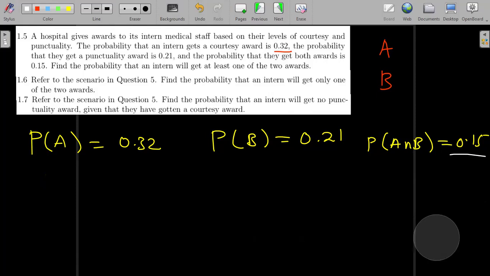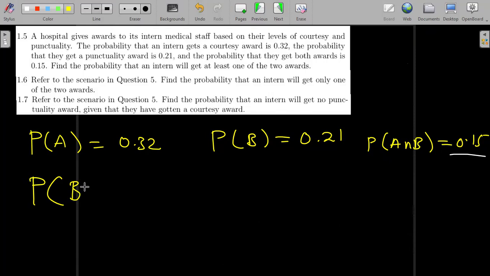So now let's look at part 7. They're saying, refer to the scenario in question 5. Find the probability that an intern will get no punctuality award given that they have gotten a courtesy award. So this is a conditional probability. So probability that they have not gotten a punctuality award. So punctuality award, we said it was B, but they have not gotten it. So it's B complement, given that they have gotten a courtesy award, which is represented by A.